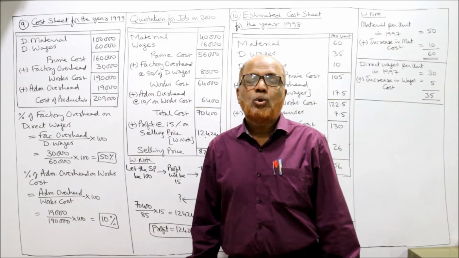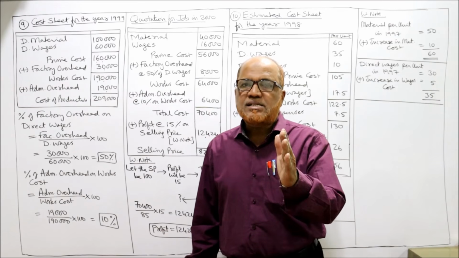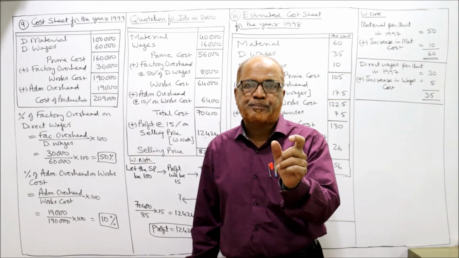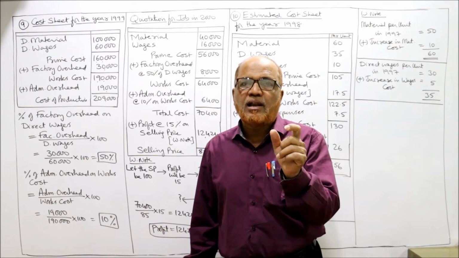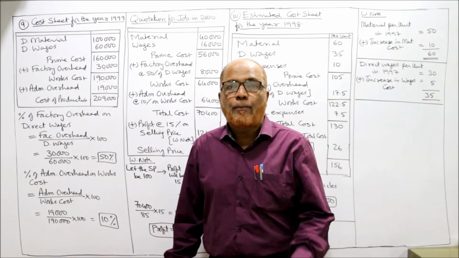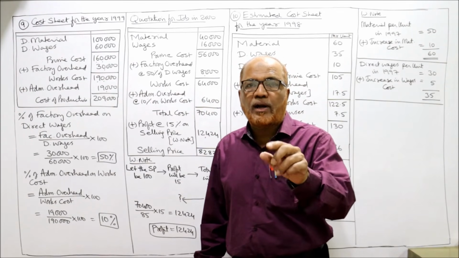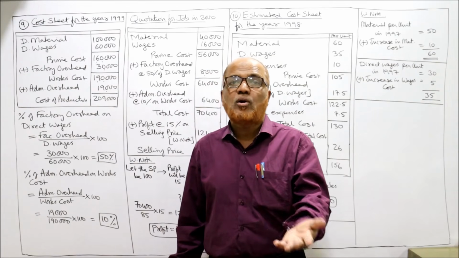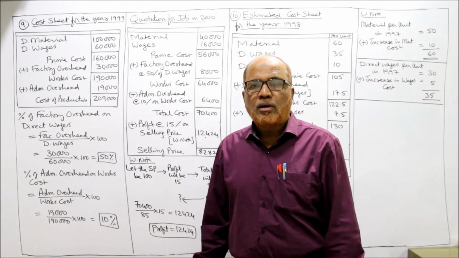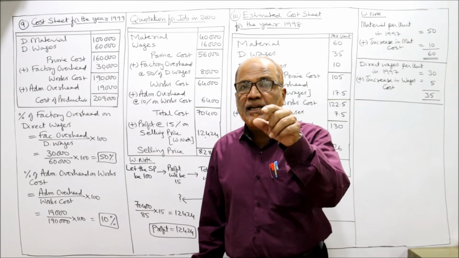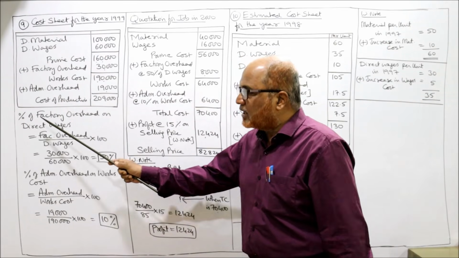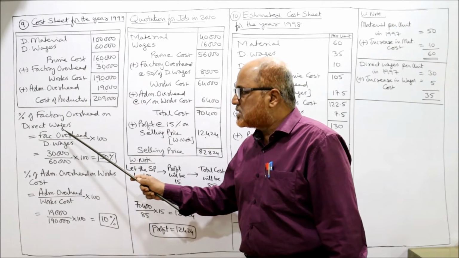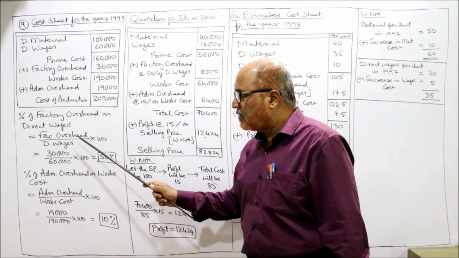Now we calculate two percentages. Percentage of factory overhead on direct wages. We'll make a relationship. We'll make a logical relationship. What is the relationship? Percentage of factory overhead on direct wages. It is not given in the problem, but it is one of the rules in cost accounting. What is that rule? Factory overhead should be related to direct wages. So in working note, I have calculated percentage of factory overhead on direct wages is equal to factory overhead divided by direct wages into 100.